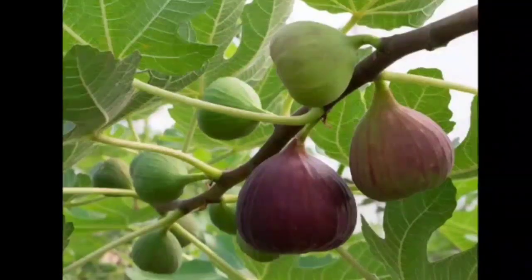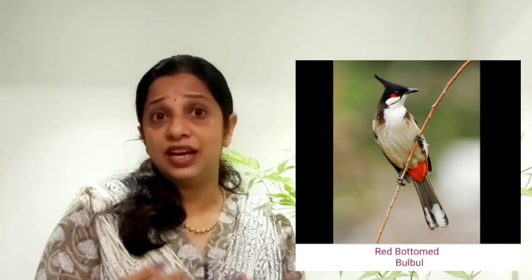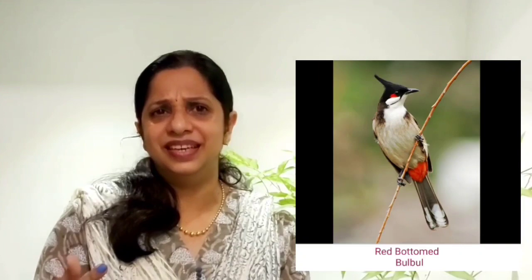And the spring season came. During the spring season, this banyan tree was full of figs. Figs means attipayam. It was full of figs and birds like the red-bottomed bulbul, parrots, crows, all such birds. They were squabbling with each other. And perhaps this banyan tree was the noisiest place in that area.